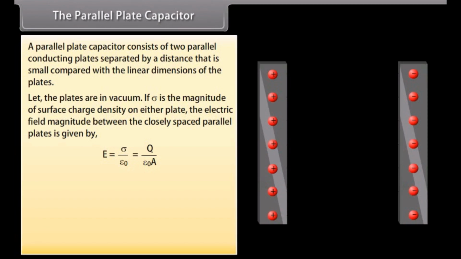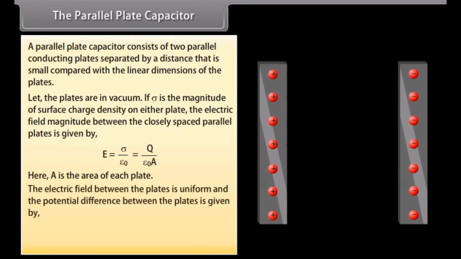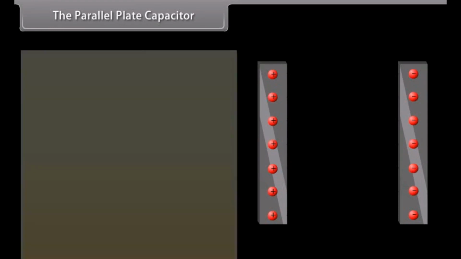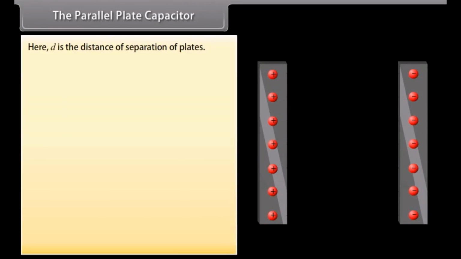Put the value of sigma in the above equation. We get E is equal to Q divided by epsilon naught A. Here, A is the area of each plate. The electric field between the plates is uniform and the potential difference between the plates is given by ED, which is equal to QD upon epsilon naught A. Here, D is the distance of separation of plates.